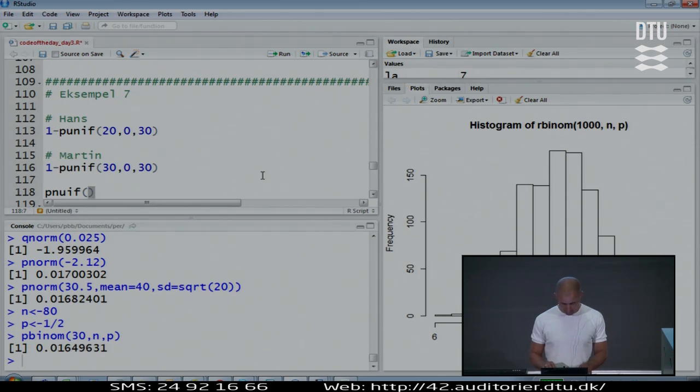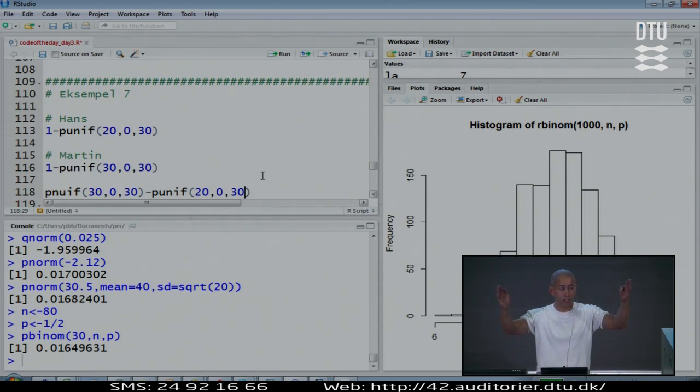That's difficult for me now. Actually, 30 minus punif 20. And these are then uniform distributions between 0 and 30. Between 0 and 30. That was the question I asked you.